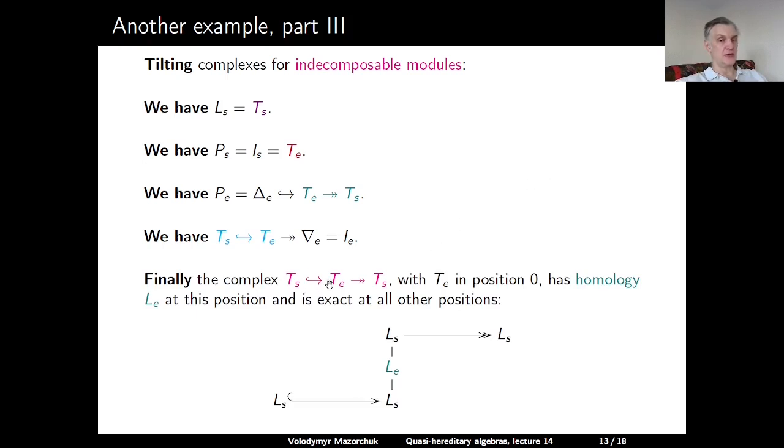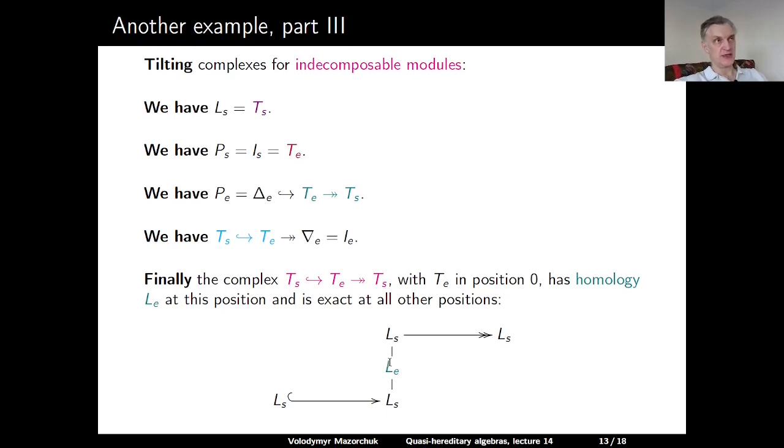Finally, we have the complex which is given by embedding Ts into Te and then projecting Te onto Ts. So if we put Te in position 0, this complex looks as follows. So Ts, which is Ls, embeds into Te, into the socle, and then we project the top of Te, which is Ls, onto Ls, which is Ts. So in this complex we have homology at position 0, which is Le. So this complex of tilting modules is isomorphic in the derived category to the simple module Le at position 0.